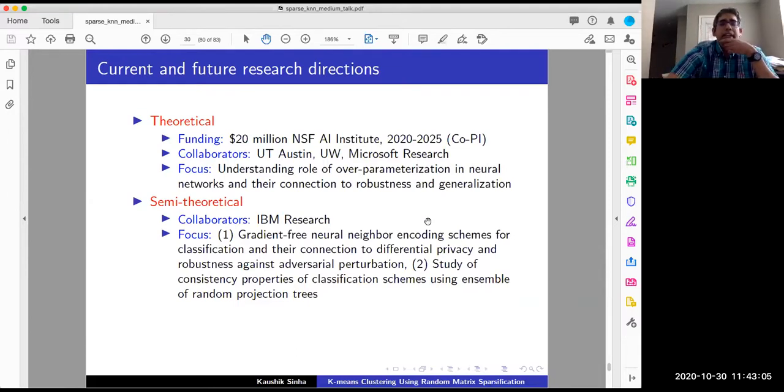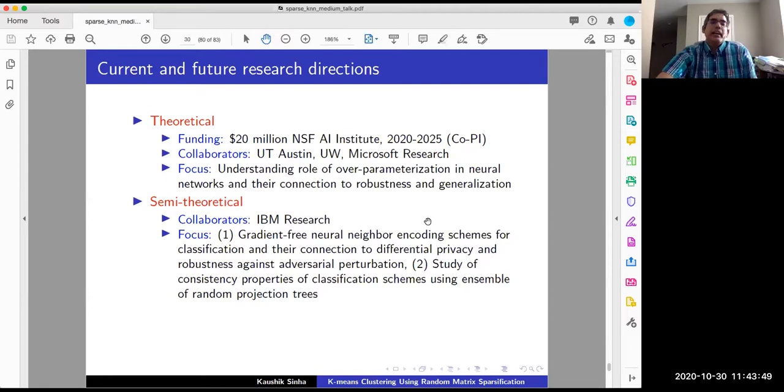In the semi-theoretical direction, I have collaborators from IBM Research where we are looking at a couple of problems. One we are currently working on is a gradient-free nearest neighbor encoding scheme. This technique is inspired by how the fruit fly's olfactory system works. It is a very cheap computational process, in the sense that all we need is addition-only operations. That gives a very nice way of encoding the neighborhood in high dimensional data space, which can later be used for designing different classification algorithms.